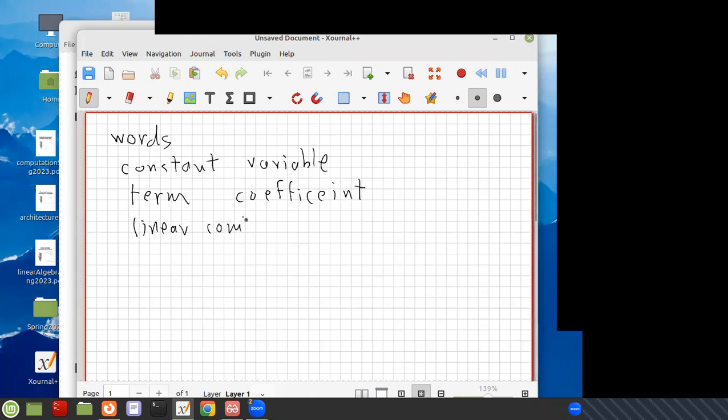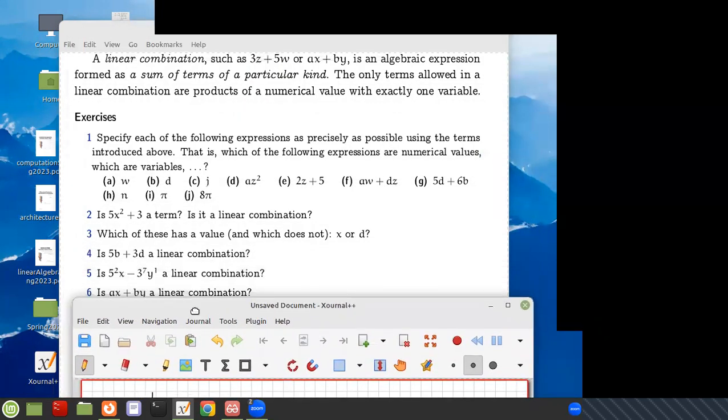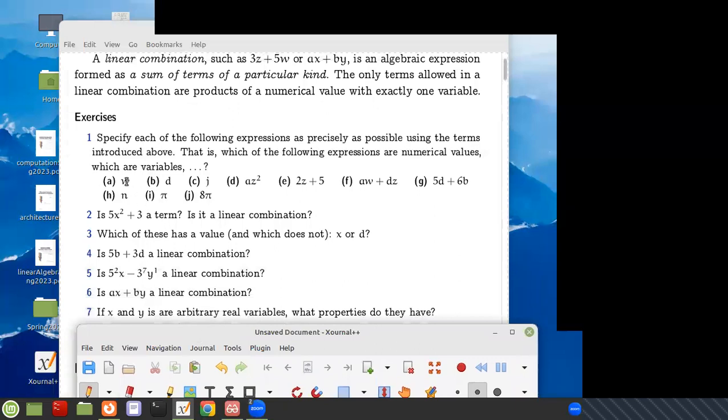linear combination. Oh, and sort of like either numerical value or explicit number. Okay, so we have words like that, and then there was a little exercise in chapter 0 about these words and some of the conventions.